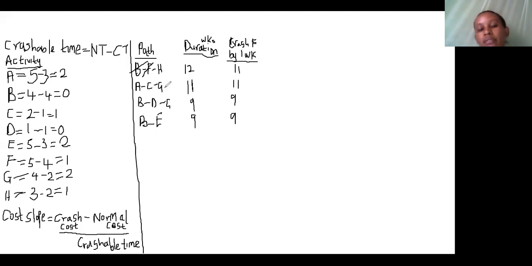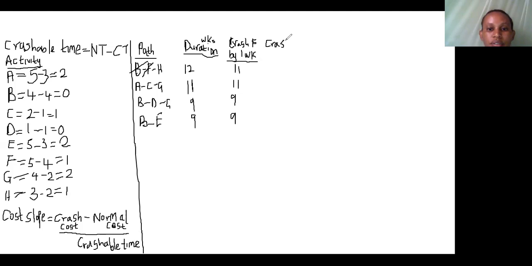We go back to the data on the extra cost column. Among activities A, C, G, which has the smallest extra cost per week? Activity A has 200, activity C has an amount of 1,500, and activity G has an amount of 2,000. So we realize that activity A is the one that has the smallest extra cost. So we are going to consider now crushing.